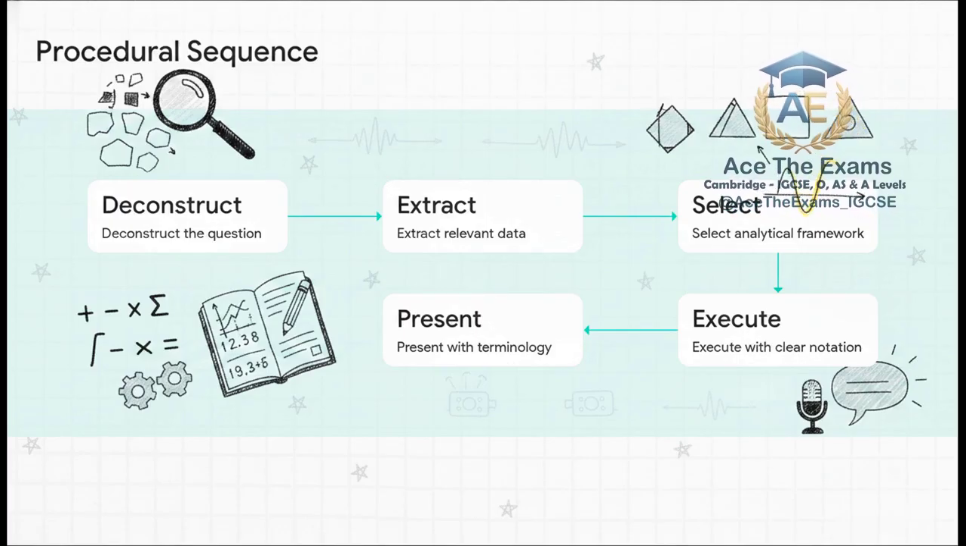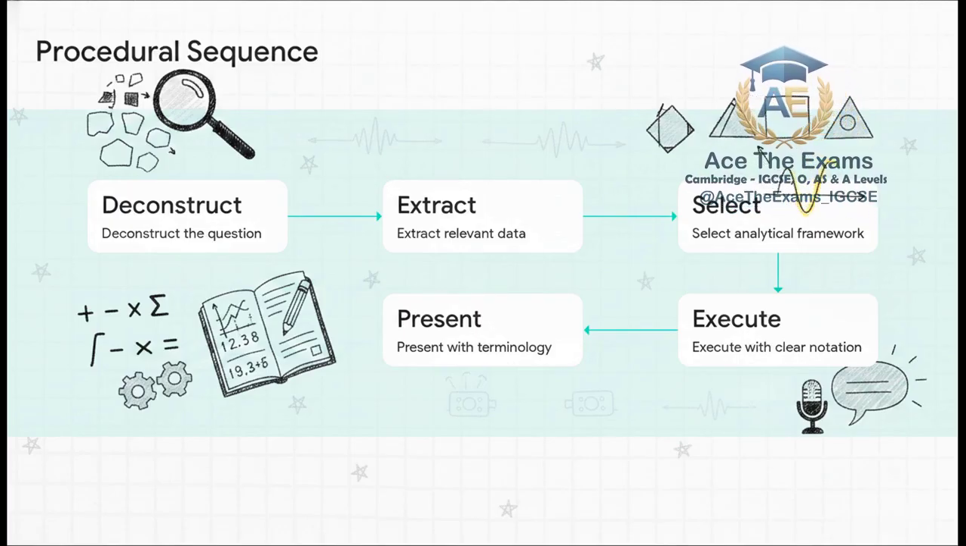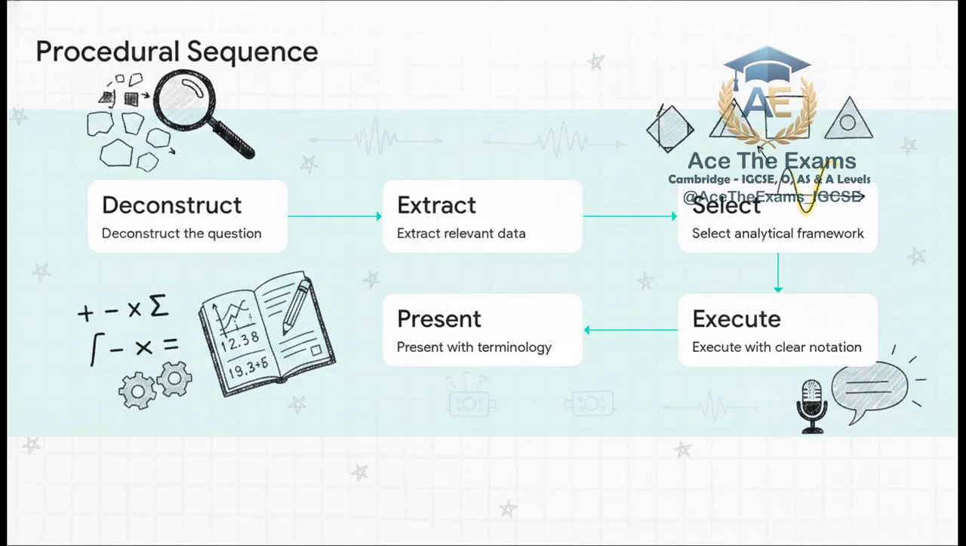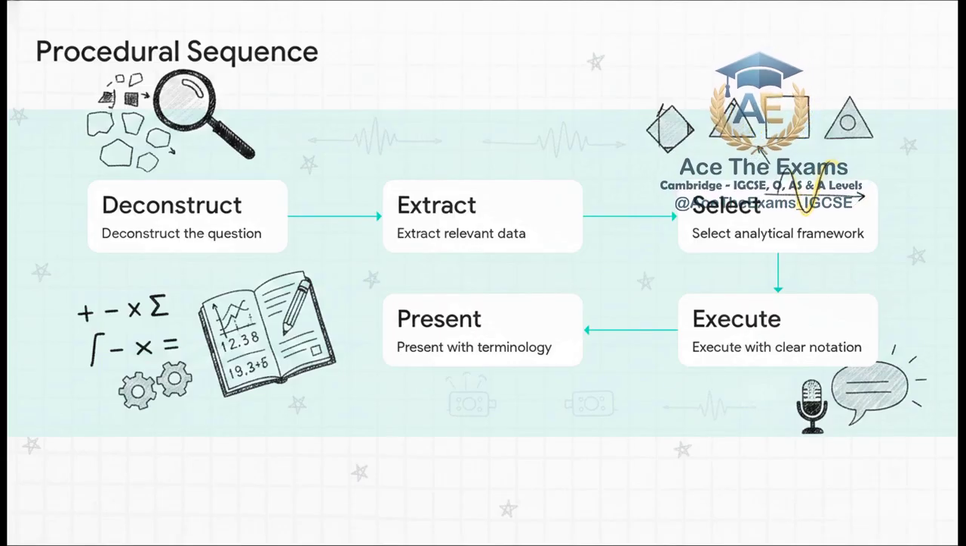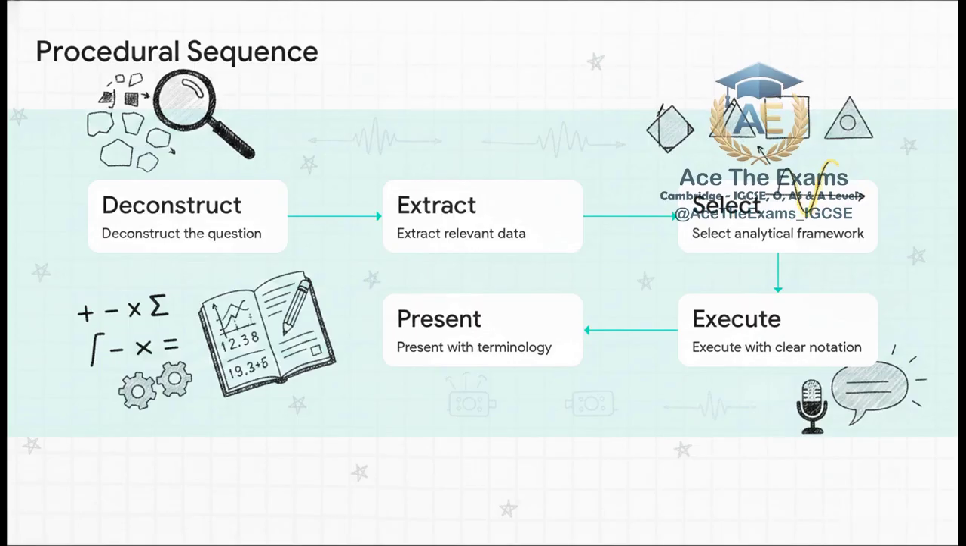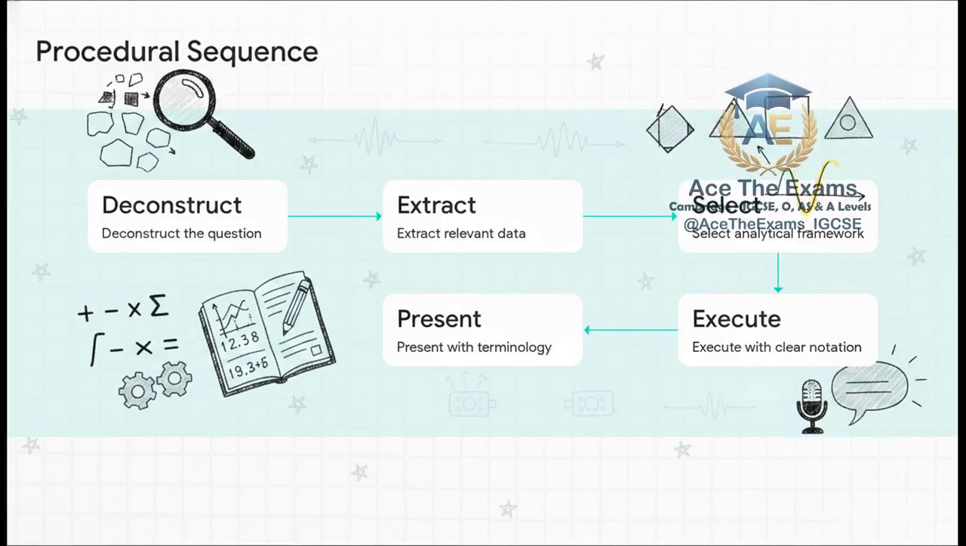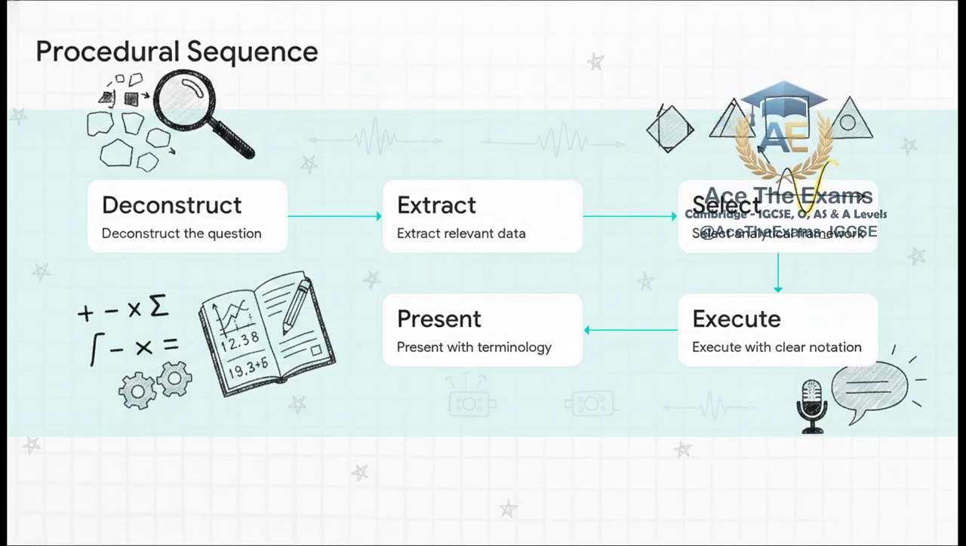Step 4. Execute your analysis with crystal clear mathematical notation and logical working. Step 5. Present your final answer using correct, highly precise medical physics terminology. If you follow these 5 steps, you are literally engineering an A-star response from the ground up.